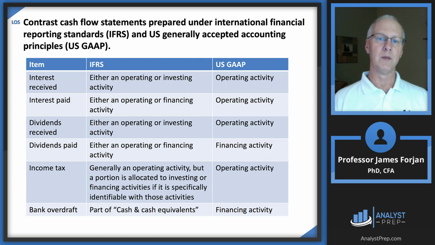Now, over in the middle column on the international side, notice those first four. The International Financial Reporting Standard indicates that the interest paid or received, dividends paid or received, can be recorded either as an operating or an investing activity. And then for income tax, this is pretty similar to US GAAP, but a portion of it has to be allocated differently to either investing or financing, depending on how it's identified. And so, the activity can be pretty much identified as either investing or financing. And then the overdraft is just part of the cash.